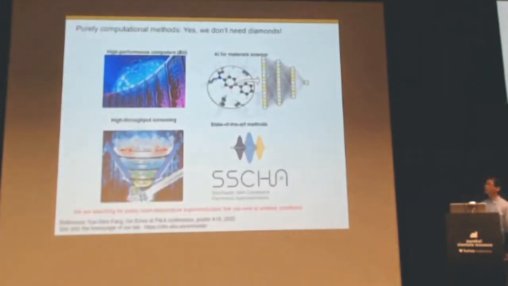And in our current laboratory, we are using a purely computational method. Here I combine high-performance computers, high-speed structure screening methods, and also artificial intelligence methods like machine learning, as well as state-of-the-art superconductivity methods. Our objective is to find room temperature superconductors that can exist at moderate pressures or even at ambient conditions.